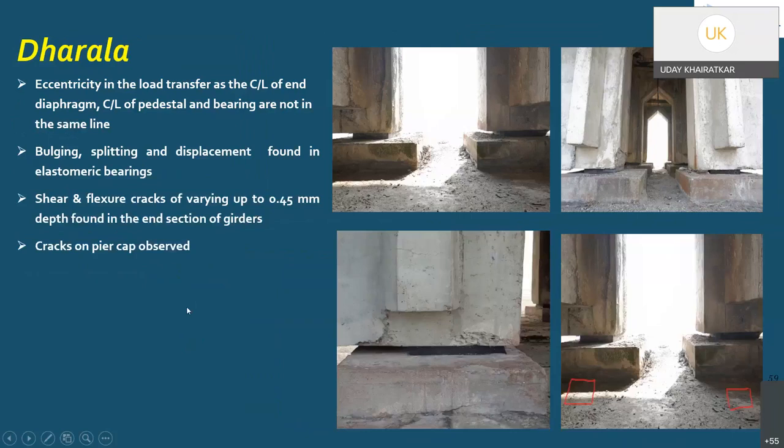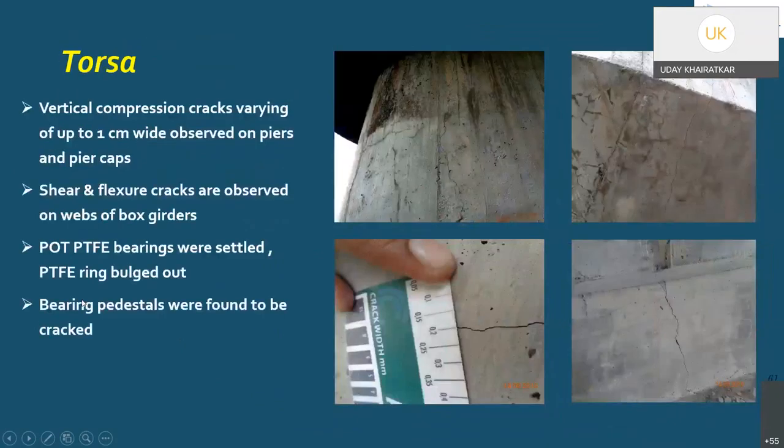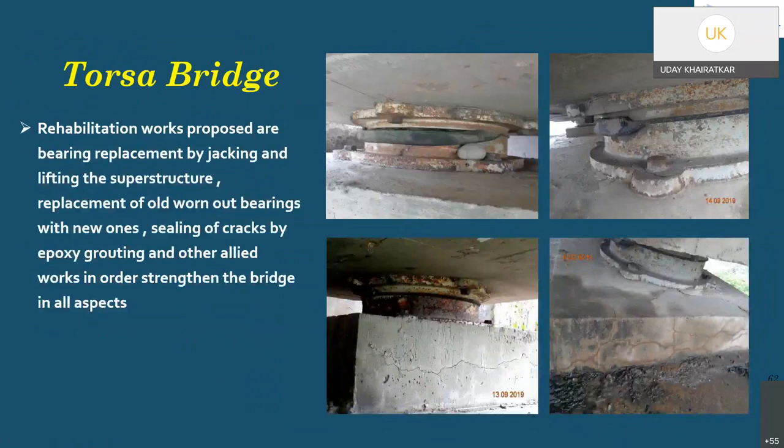Then there's Dharla Bridge. Here also a lot of problems. I'll be sharing a separate presentation on this Dharla Bridge. Another bridge which had a lot of distresses. You can see the condition of bearings rusted and having a lot of problems. Even the rubber ring was coming out.